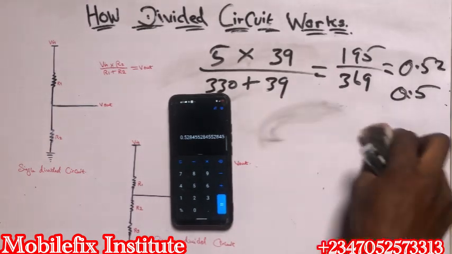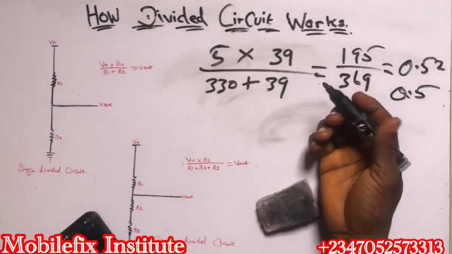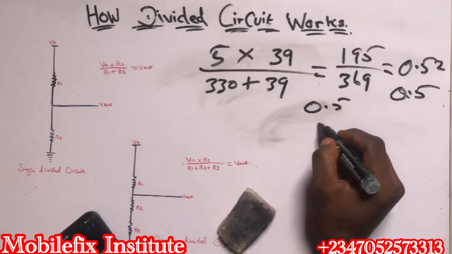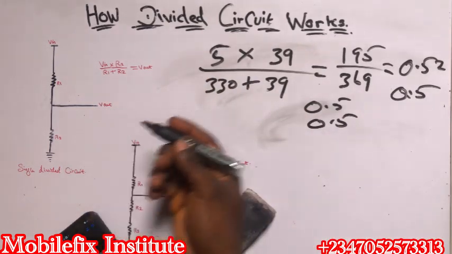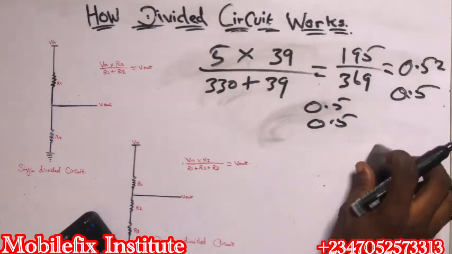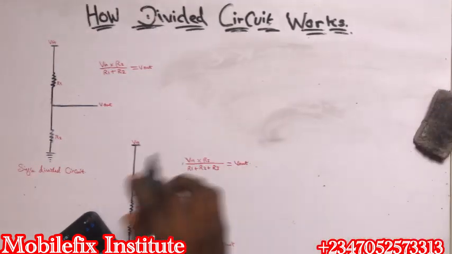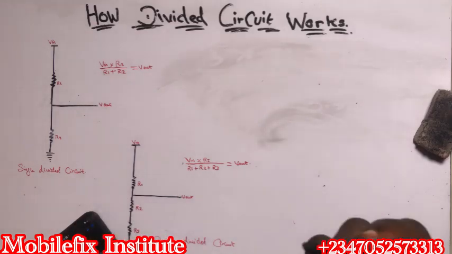Now, if by any means this divider circuit is not working on that line, it's not giving out the required voltage of 0.5, maybe the power IC is not sensing 0.5 volts, the phone will not charge. So this divider circuit is very, very important. I'm still explaining single divider circuits, so now let's take another value.